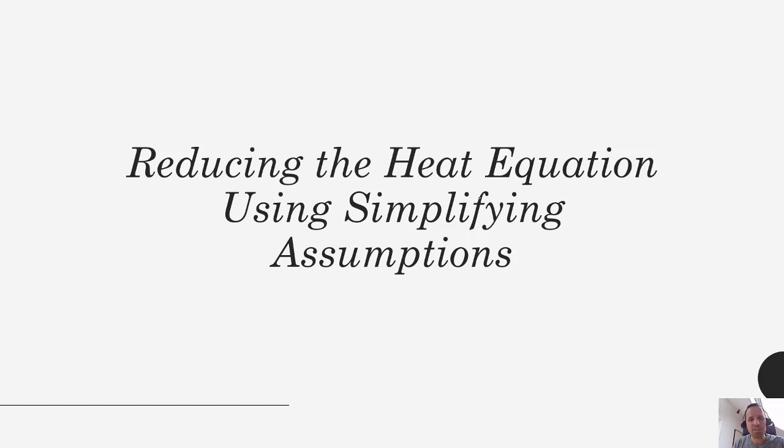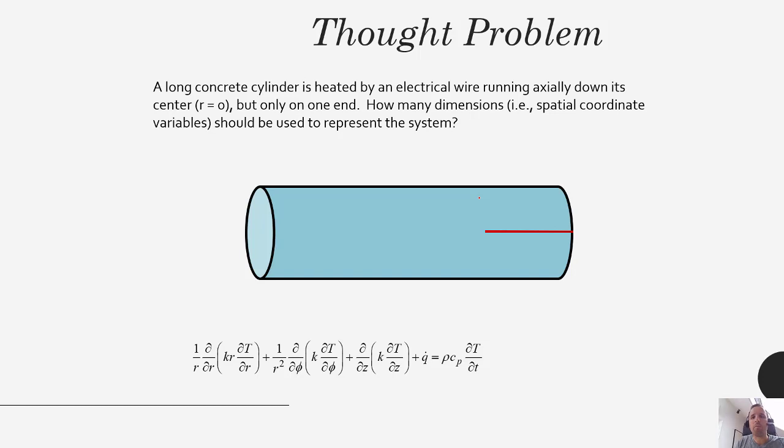Okay, so let's actually look at some examples. How would we reduce the heat equation using some simplifying assumptions? So I'm going to read this thought problem, and then I want you to stop and think about what the answer is. You can hit pause while you think about it, and then I'll give the answer. A long concrete cylinder is heated by an electrical wire running axially down its center at r equals 0, but only on one end. How many dimensions, or how many spatial coordinate variables, should we use to represent this system?